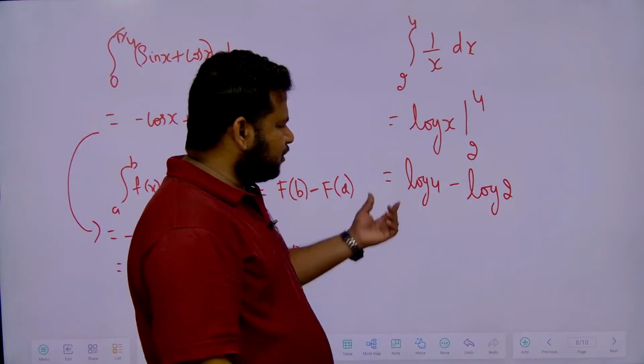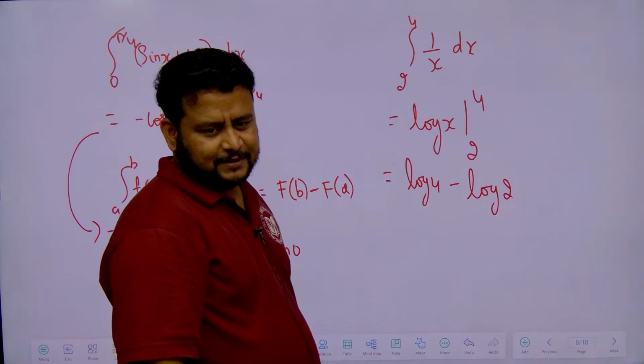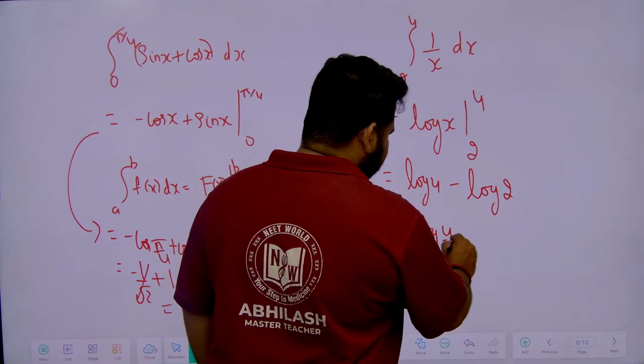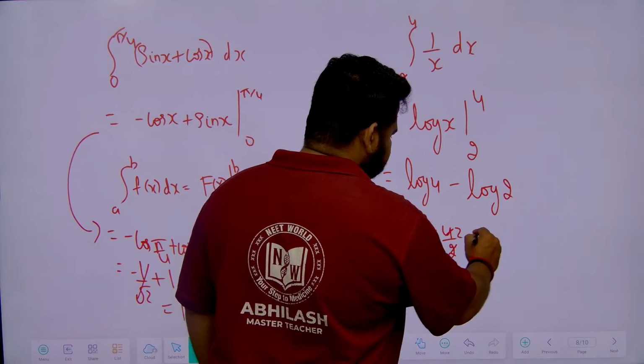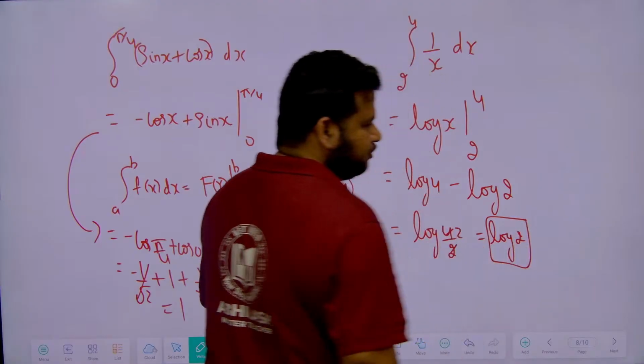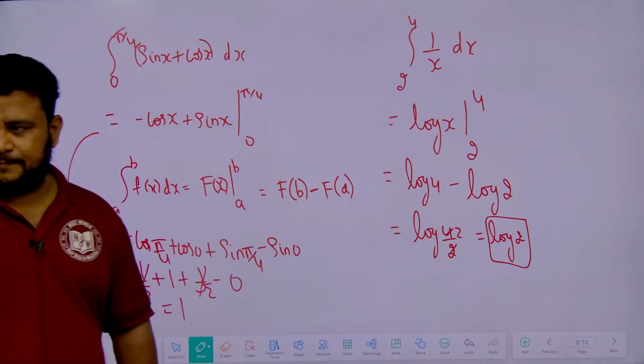So this is of which form? Log a minus log b. Log a minus log b can be written as log of a by b. So this will become equal to log of 4 by 2. This is 2 ones are 2, 2 twos are 4. Log 2 will be the answer. Like this you have to go through these questions. Clear? Understood all of you? Okay.